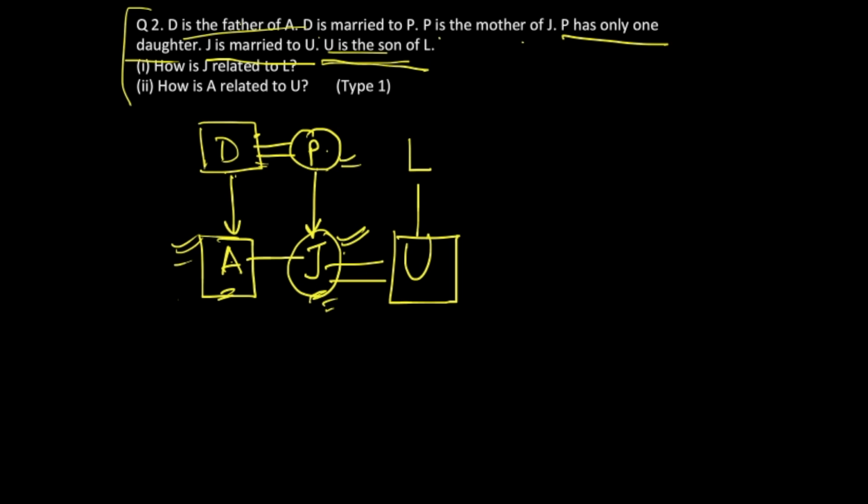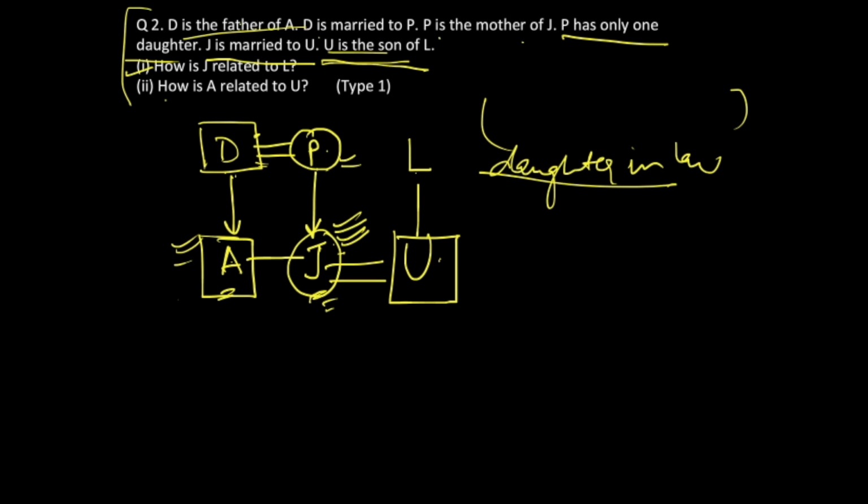Now let's have a look at what is the demand of the question. Question is saying, how is J related to L? So J is a female and is married to U, who happens to be son of L. So son's wife is going to be daughter-in-law of L, right? Daughter-in-law. So this is how you have arrived that J happens to be related to L in this particular relationship.